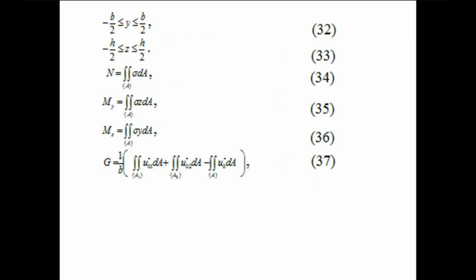Here, epsilon c is the strain in the cross-section center. K_y and K_z are the curvatures in the planes x, y, and x, z, respectively. Y and z are the horizontal and vertical centric axes of this cross-section.